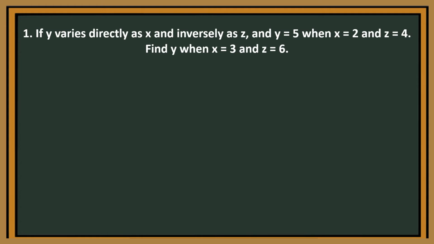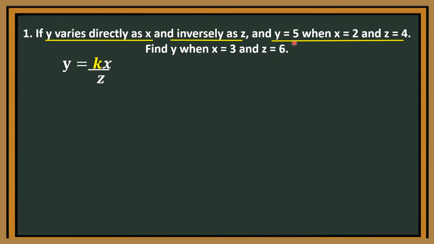Let's have here an example of problem. If y varies directly as x and inversely as z, and y is equal to 5 when x is equal to 2, and z is equal to 4, find y when x is equal to 3 and z is equal to 6. First, let us translate y varies directly as x. In equation, that is y is equal to k times x. K is constant. Inversely as z. Since we have here inversely, that is over z.